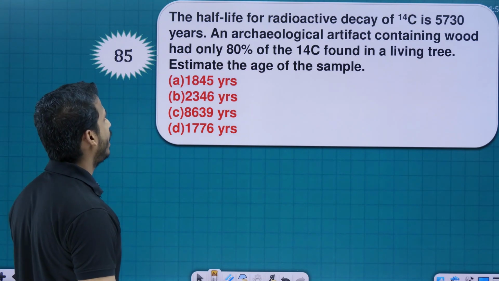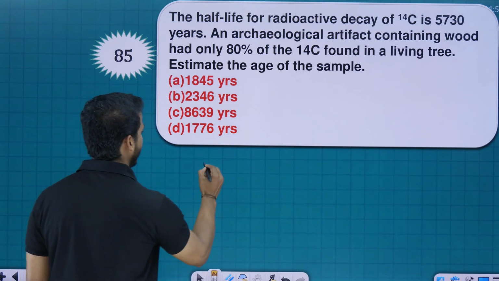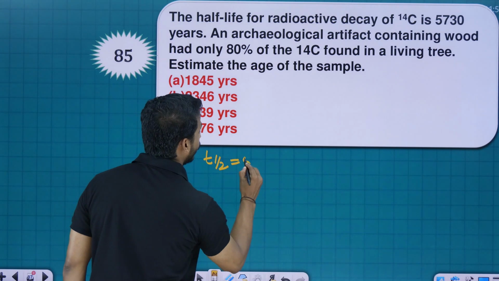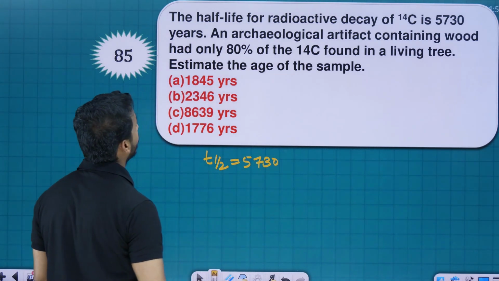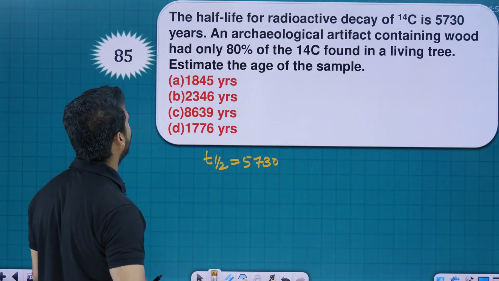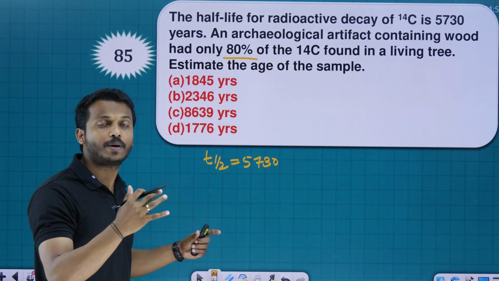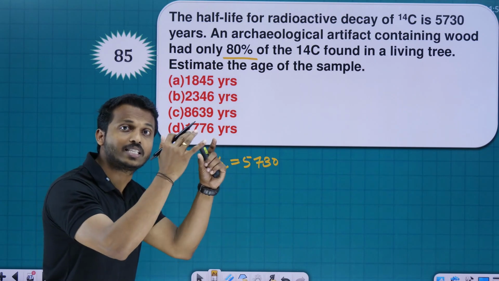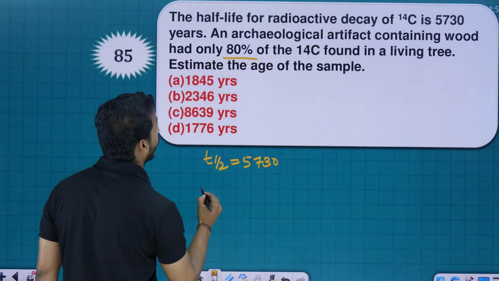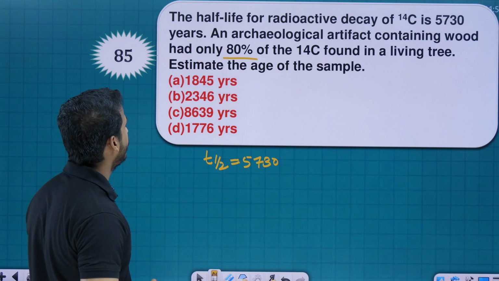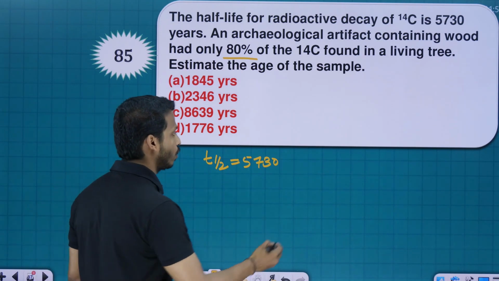85. Half-life for radioactive decay of carbon-14 is 5730 years. An archaeological artifact containing wood had only 80%. They contain only 80%, which means finally only 80 is left. So what is the expression for the question? Estimate the age of the sample. So time we need to calculate.